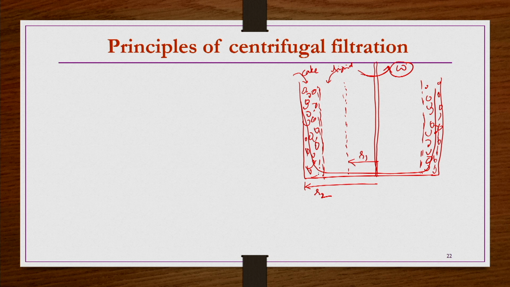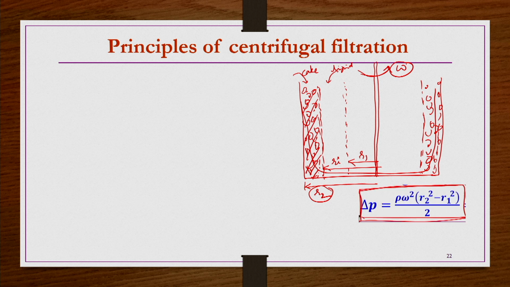The interface between the cake and the clear liquid is known as Ri. So, if you know the ball radius and the thickness of the cake, you can find Ri. R2 minus the thickness of the cake gives you Ri.